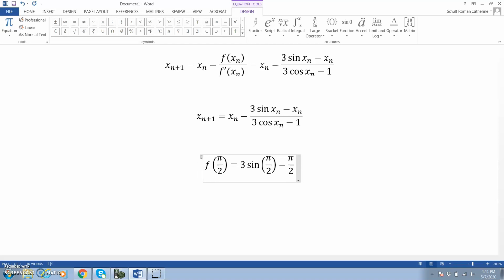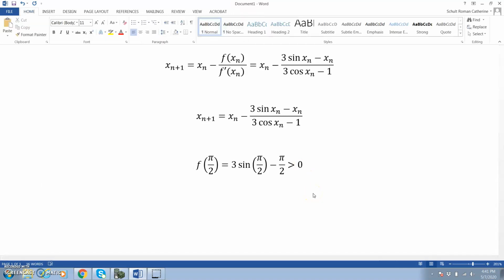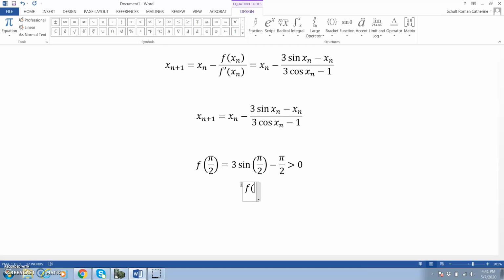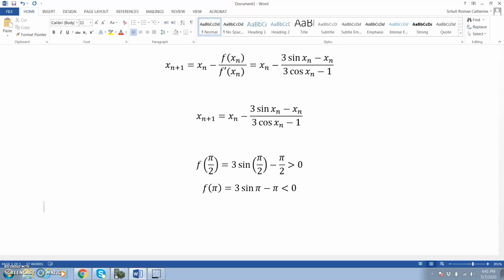All right, and we can do that in our calculator. Or again, sine of pi over 2 is 1. 3 times 1 is 3. Minus pi over 2, that's going to be positive. And we can always throw it in our calculator. It ends up being about 1.4 something. And then alternatively, we can plug in where sine is 0, which happens at pi. So that whole thing becomes 0, and then we're looking at -pi, which is definitely negative. So again, just a little bit of number sense.